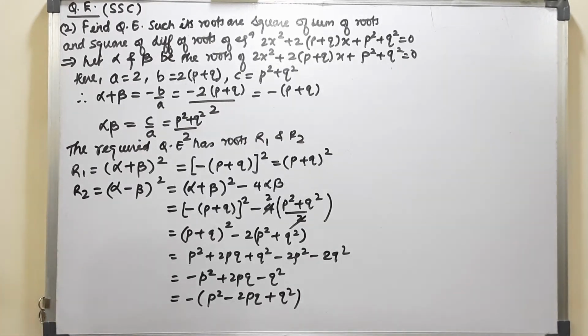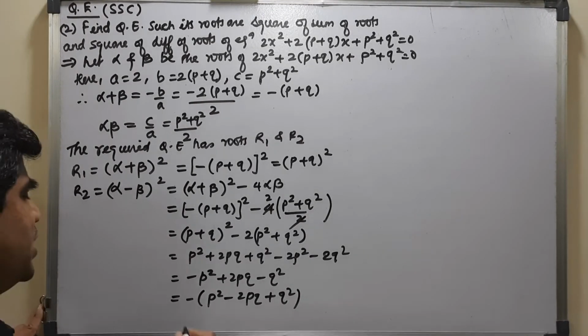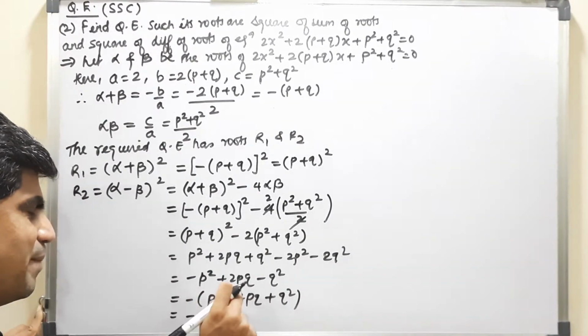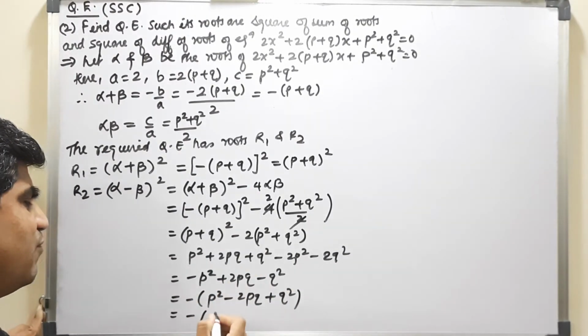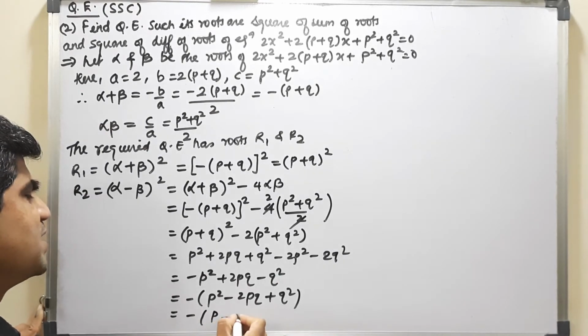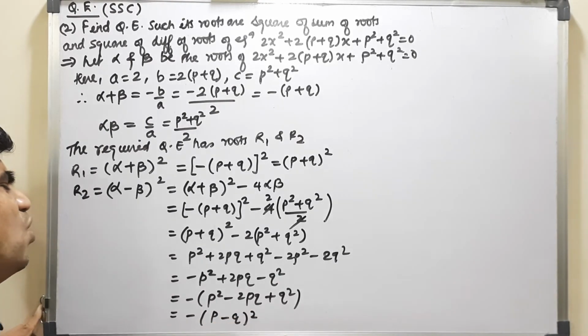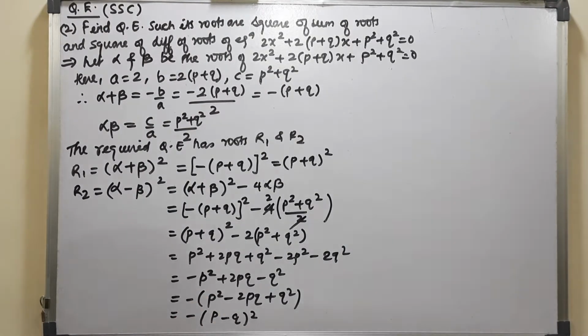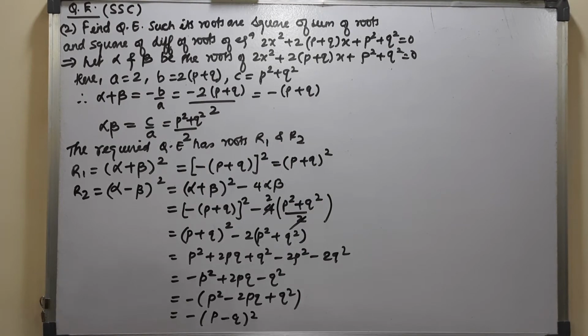Okay, so in short, this will become your minus into bracket, this is a square minus 2ab plus b square wala formula, that is p minus q the whole square formula. Okay, so here minus sign is common, and this is p minus q the whole square formula.